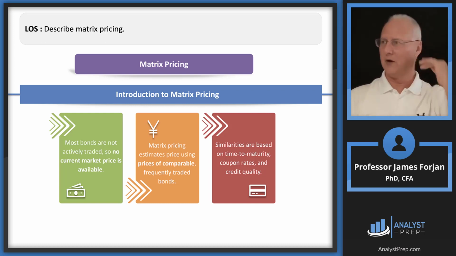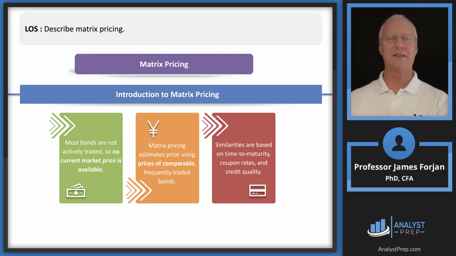All right, so I pick a bond, and you go, well, wait a minute. That bond traded last week, and it hasn't traded at all this week. I don't know what the price is. So what we need to do is this average or matrix pricing. So what do we do in matrix pricing? It estimates pricing using comparable frequently traded bonds.